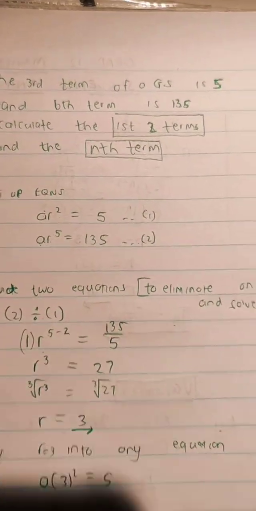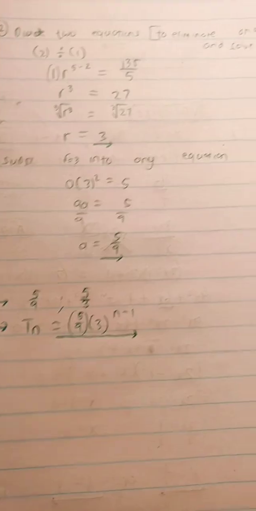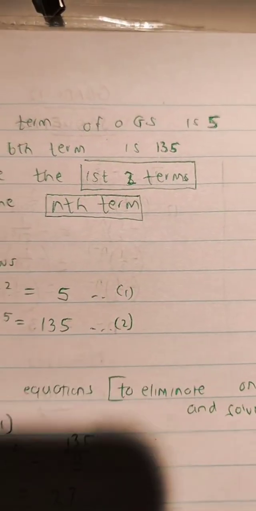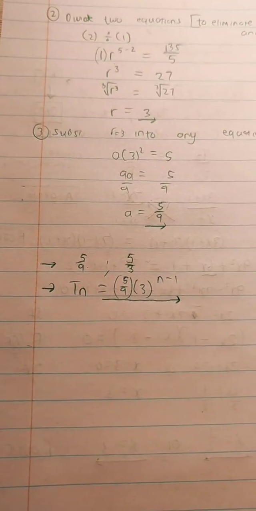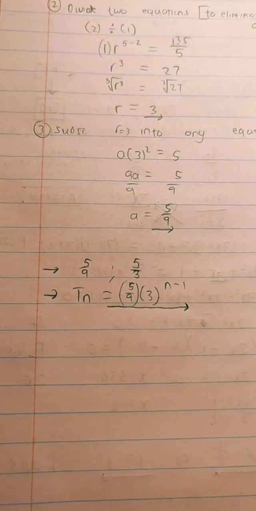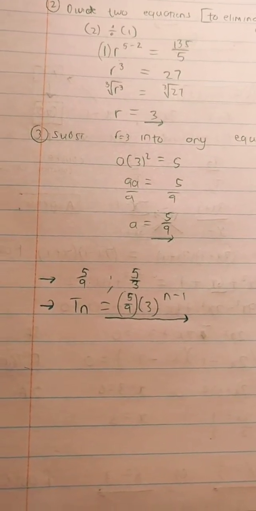Yeah, because remember, for this question we wanted the first 2 terms, okay? Just the first 2 terms, because the third term we already have. Yeah, the third term is already there. We wanted the first 2 terms, so that's why I've written 5/9 and 5/3. T3 is 5. You are 100% correct.